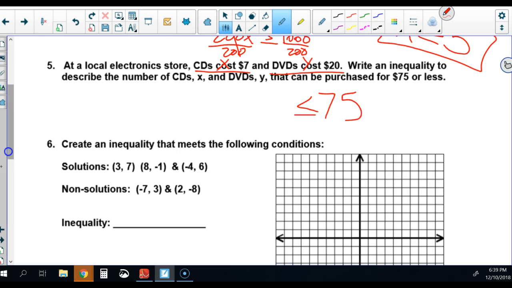So how many CDs can I get? Well, there's 7 each, so 7x. How many DVDs? Well, they're 20 each, so 20y. That has to be less than or equal to 75.